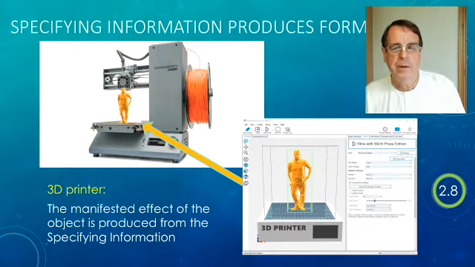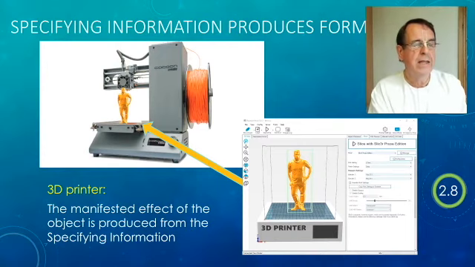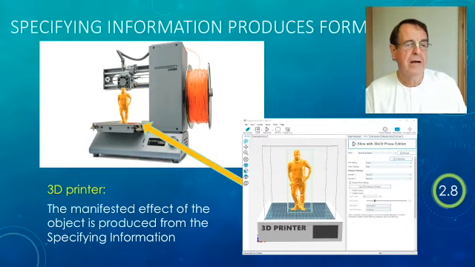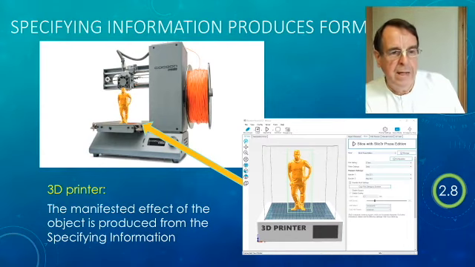Or in this case, we've used the example of a 3D printer. So there is some coding available in the computer, which is then sent to the 3D printer, producing the manifested effect of the object. So specifying information produces form.